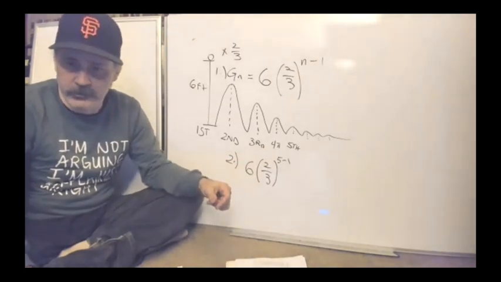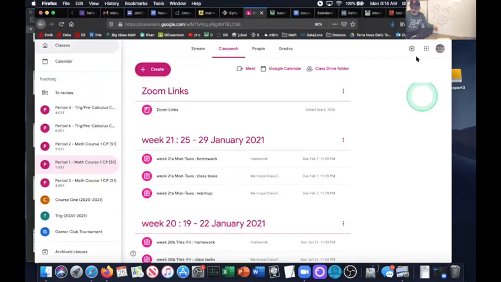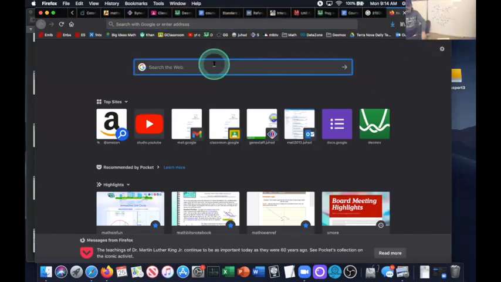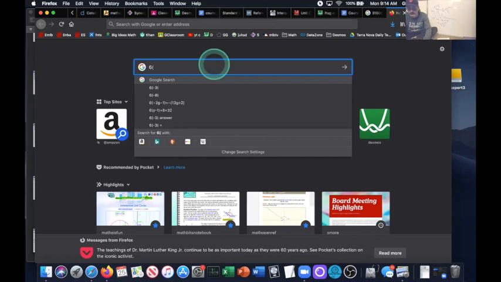Now, I don't know what calculators you guys are going to use on your end, but if we're already on a computer, we might as well use Google. So I'm going to go ahead and type that in right here. 6, I'm going to start parentheses. I'm going to go 2/3. That really means 2 divided by 3.